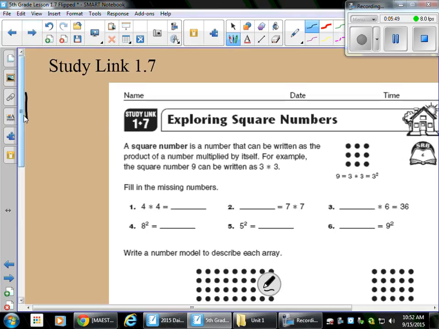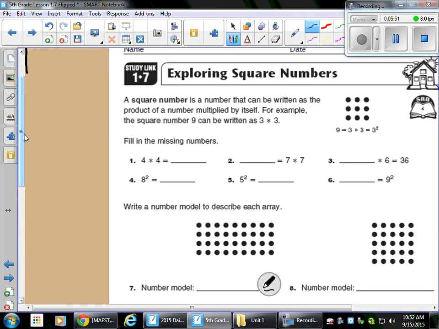You're also going to be working on a study link today. It says fill in the missing numbers. Keep in mind, I want to know what this number equals. I do not want 4 squared for this answer. Please tell me what 4 times 4 equals. I want to know what 8 squared equals. I don't want it to be 8 times 8. That is incorrect. Please do not put that as your answer there. That's just a common mistake.